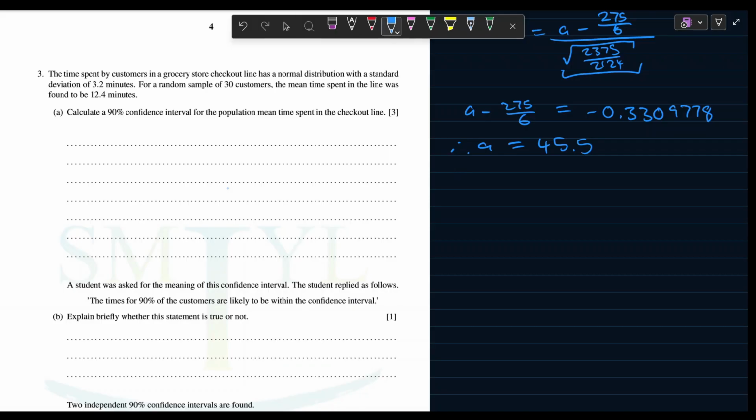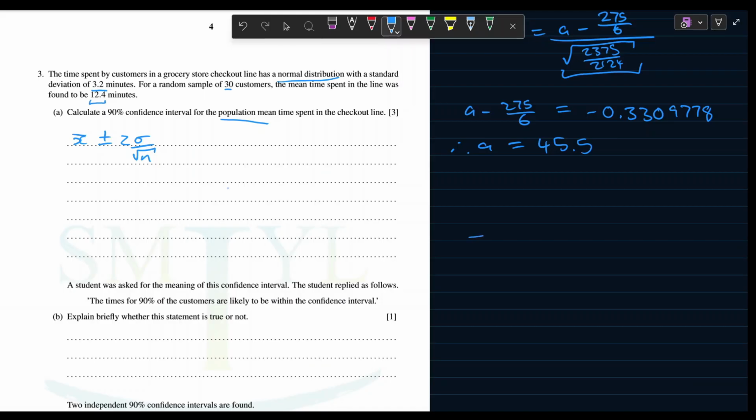So the formula we're going to use, since we're looking at a population mean and we're using a normal distribution, is x bar plus or minus z times sigma over root n. So x bar we were given to be 12.4, that's our sample mean. Then z we need to find, sigma is 3.2 and n is 30.